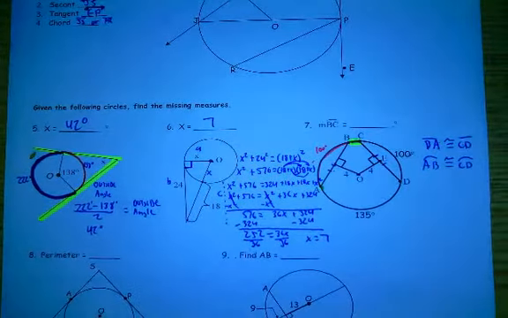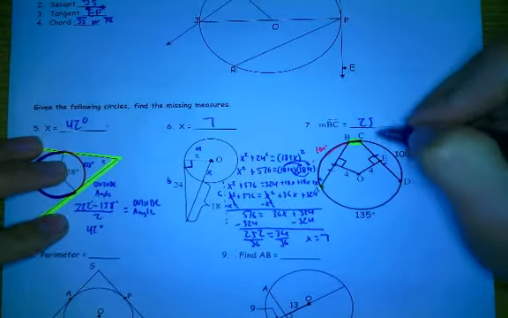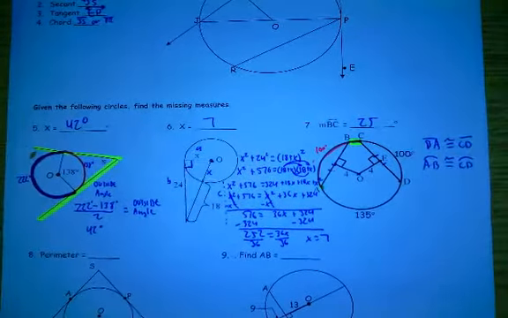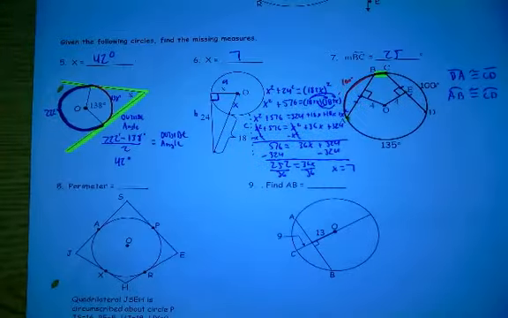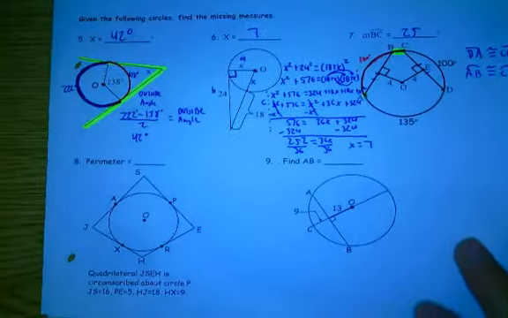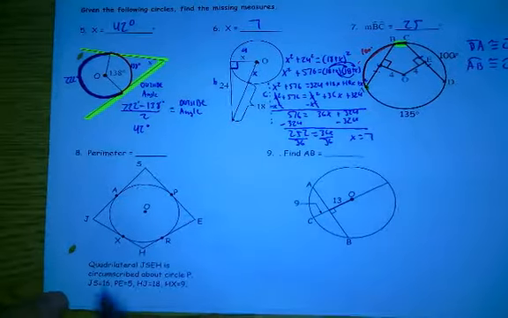Very good. Alright, let's continue on working on this review. Alright, number 8. We're looking for the perimeter. So the perimeter is going to be all of this. It says quadrilateral JSEH is circumscribed about a circle. So we've got a circle.